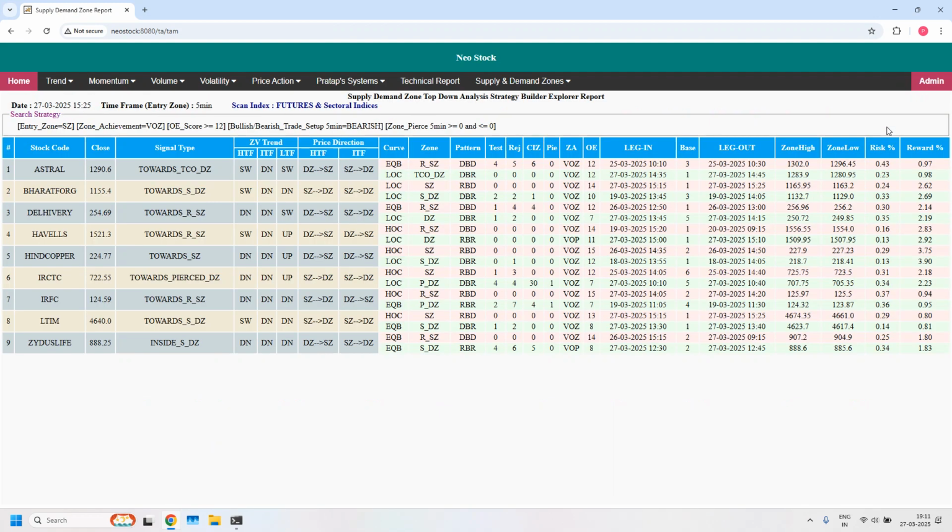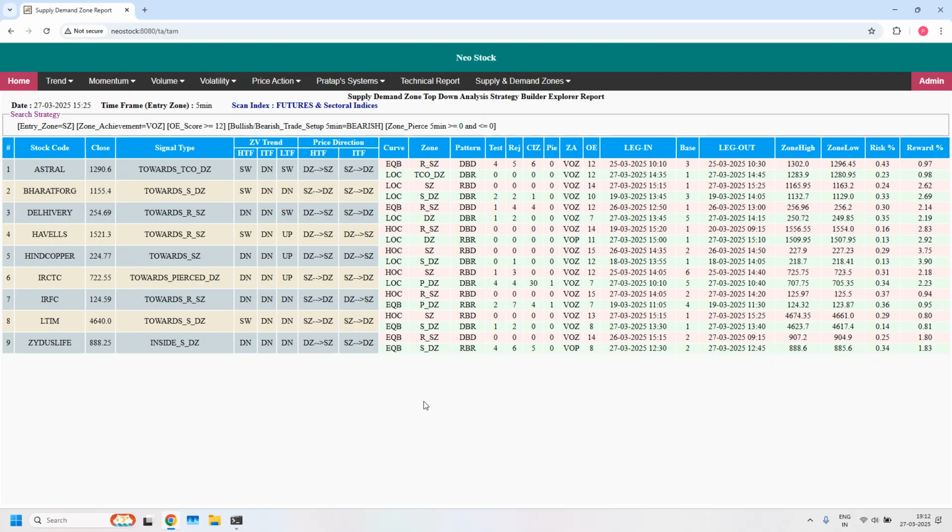With these filters, we got 9 stocks. These 9 stocks are currently supporting the bearish trade setup for hourly income trade. And all these entry time frame zones are 5 minute supply zones. Out of these 9 5 minute supply zones, how many have a higher probability of success? That we can find based on the zone confluence.